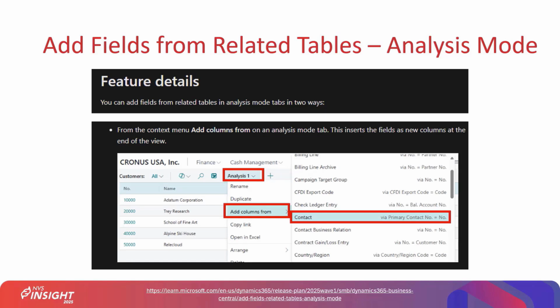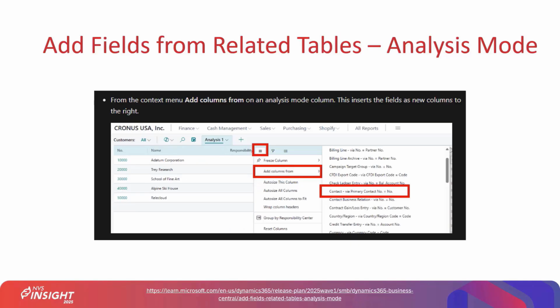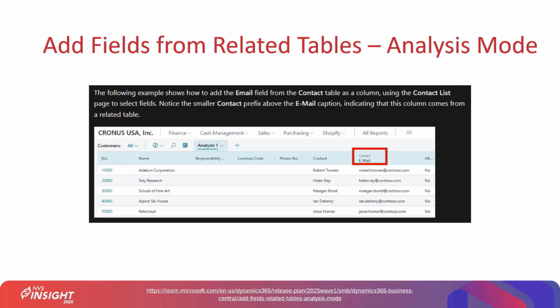The feature details include some screenshots, and this is just showing how you can add the additional related fields and columns. In this one, we can see there's a drop down under the Analysis Mode tab, and we can select Add Columns From, and we can select any of those related tables. Similarly, we can also select Add Columns From within the different columns of that Analysis Mode table. In their example, they've shown adding the contact email into the customer analysis. The caption of email directly above it shows contact, so it does show that this is from a related table.